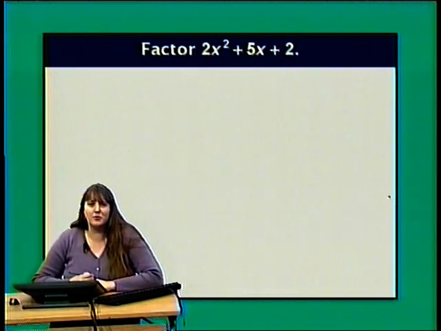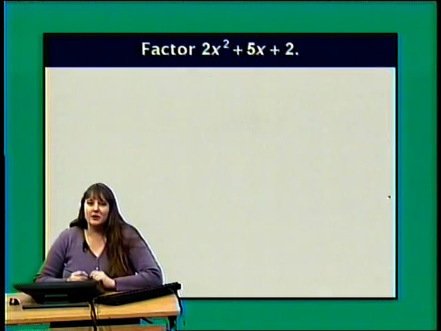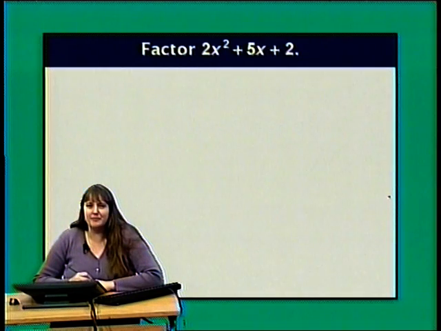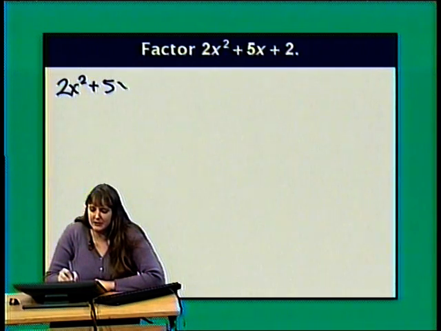Now let's factor 2x squared plus 5x plus 2. We always want to remember the first step in any factoring problem is to factor out common factors. This is really easy to forget. Looking at my trinomial, the only common factor I see is 1. So let's go ahead and start factoring again. I'm going to try this by guess and check again. I'm factoring 2x squared plus 5x plus 2.